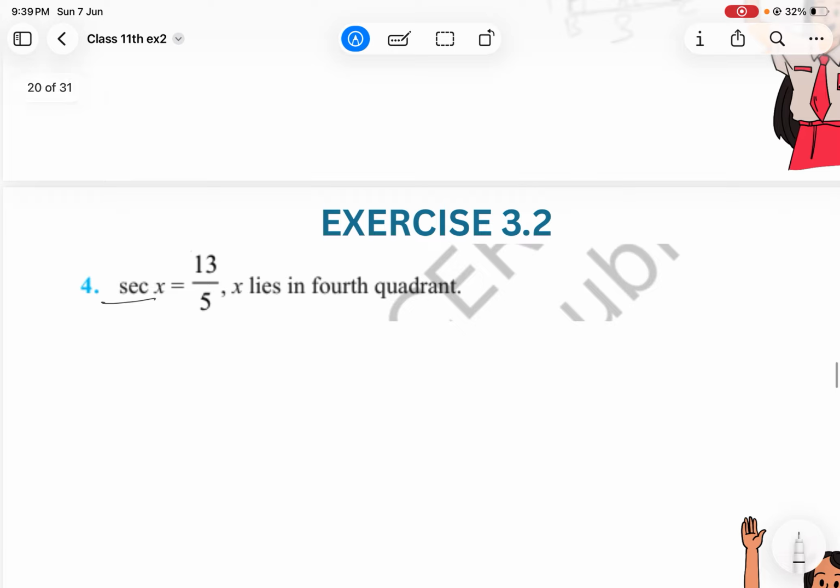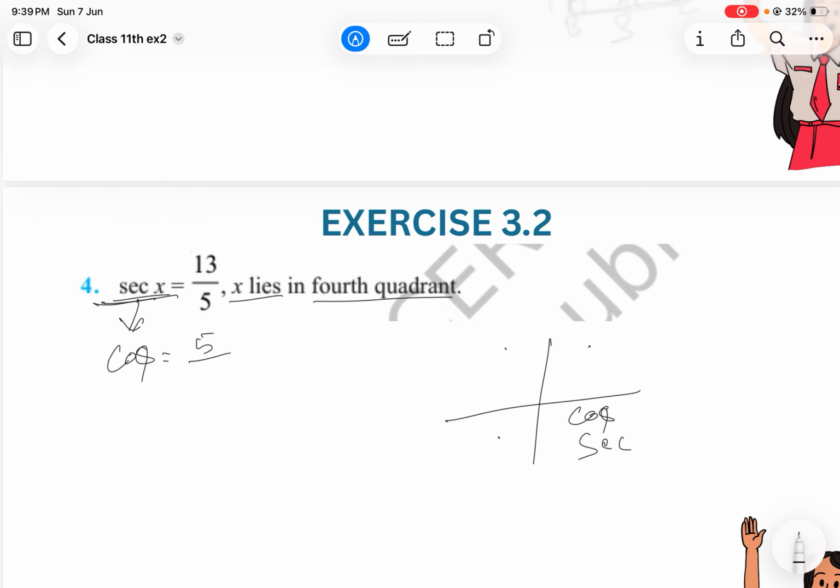Same like we have sec x, okay? x lies in the fourth quadrant, so this is first, second, third, fourth. In the fourth we have cos and sec, that are positive. We have sec, then it will be positive. The opposite of sec is cos, it will be 5 by 13, right? So now we have to find what is sine, what is tan, what is cosec and what is cot. You have to find this.